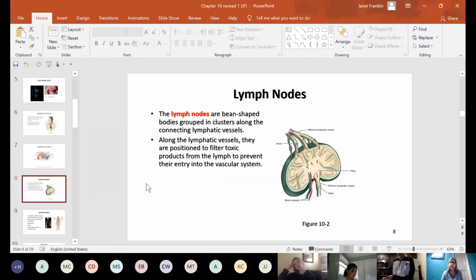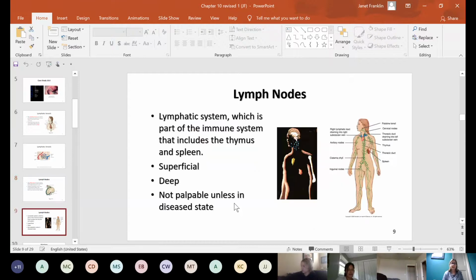Lymph nodes are bean-shaped bodies grouped in clusters along the connecting lymphatic vessels. Along the lymphatic vessels, they are positioned to filter toxic products from the lymph to prevent their entry into the vascular system. So they are a filtering system to clean out viruses, bacteria, toxic products of any kind, and they look sort of like a kidney bean shape. The lymphatic system, which is part of the immune system, includes the thymus and spleen. Nodes can be superficial or deep, and they're not palpable unless they're in a diseased state.